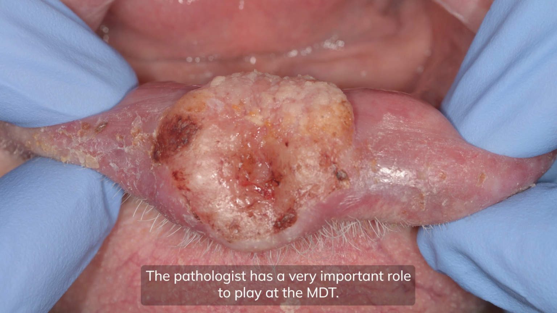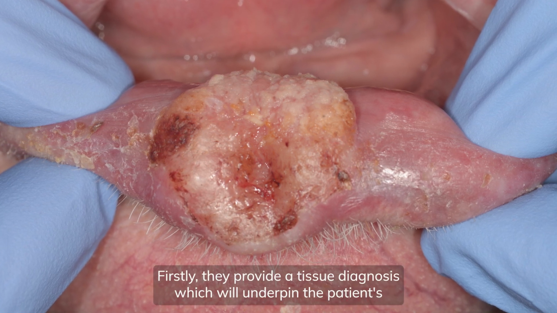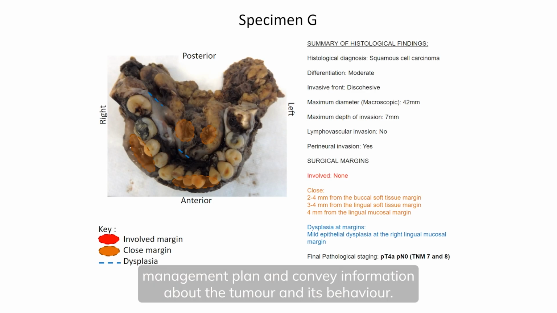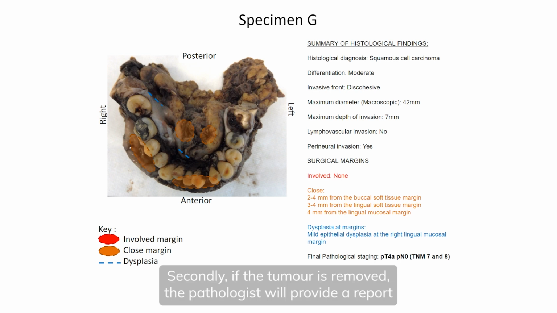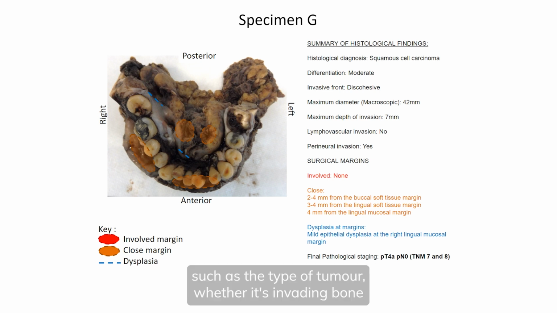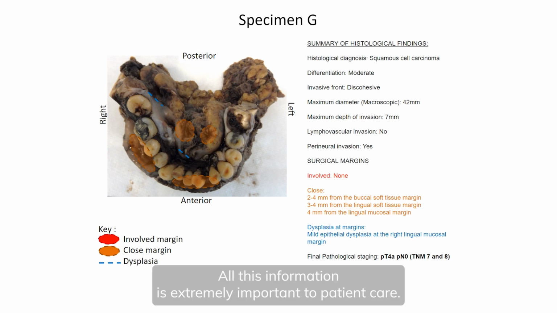The pathologist has a very important role to play at the MDT. Firstly, they provide a tissue diagnosis which will underpin the patient's management plan and convey information about the tumour and its behaviour. Secondly, if the tumour is removed, the pathologist will provide a report detailing the completeness of the excision and any prognostic information, such as the type of tumour, whether it's invading bone, and if it's showing perineural invasion. All this information is extremely important to patient care.